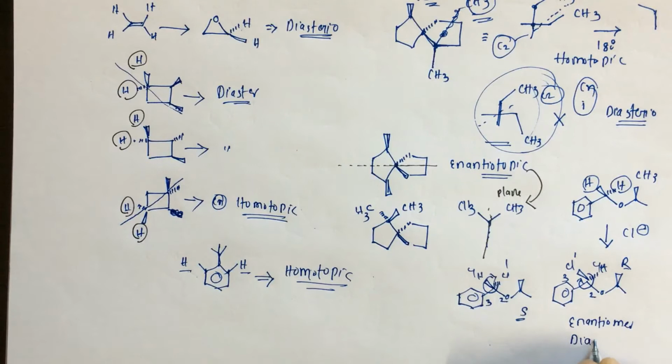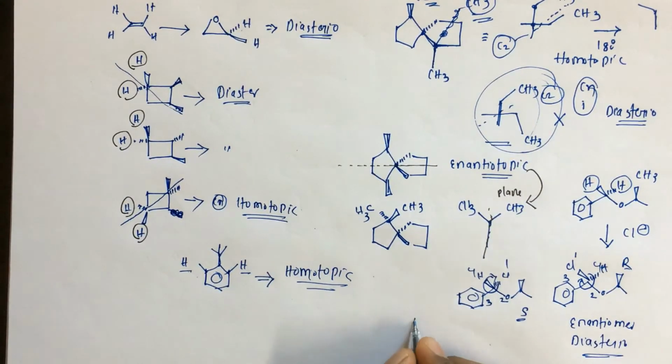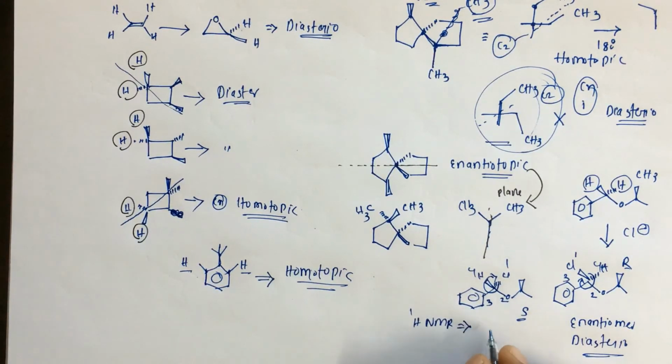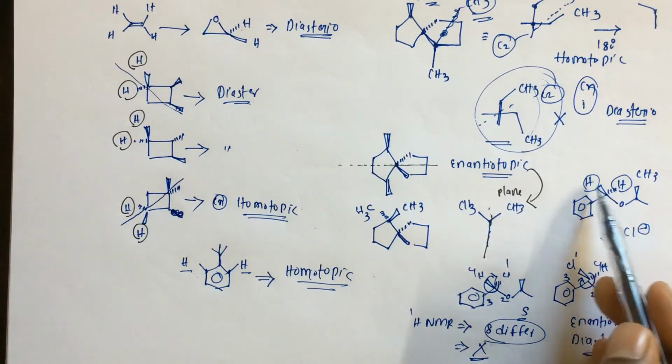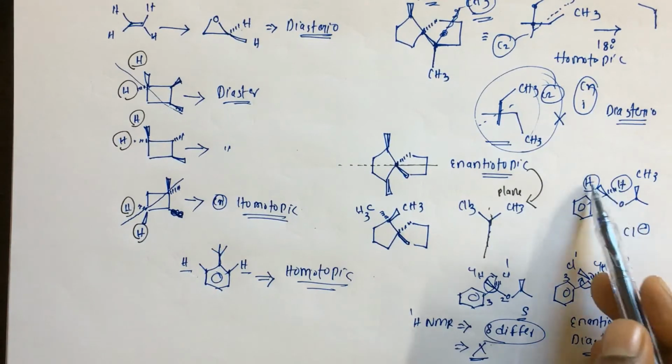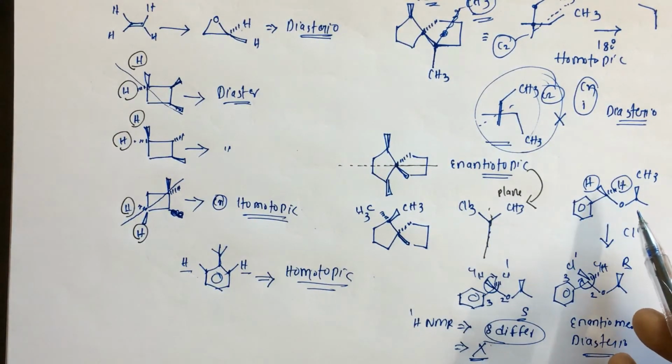nature, diastereotopic. We know that by NMR spectroscopy we can differentiate diastereomers. When we have diastereomers, we'll get different chemical shifts, and for enantiomers we can't differentiate. Enantiomers give the same NMR spectra, the same chemical shift value, but diastereomers give different chemical shift values. Because of that, these two hydrogens have different chemical shift values, so they are diastereotopic in nature.